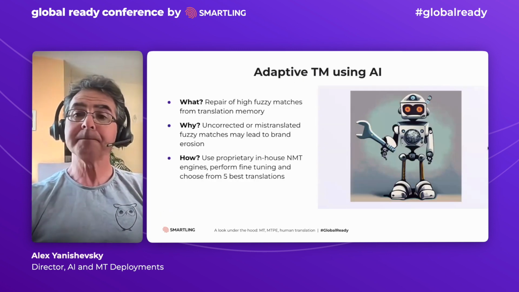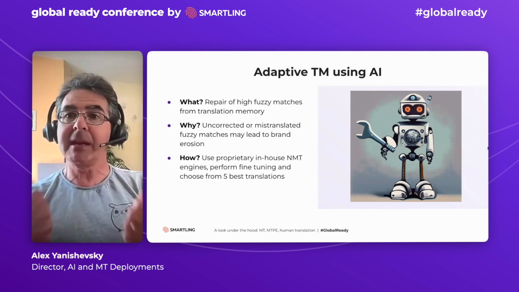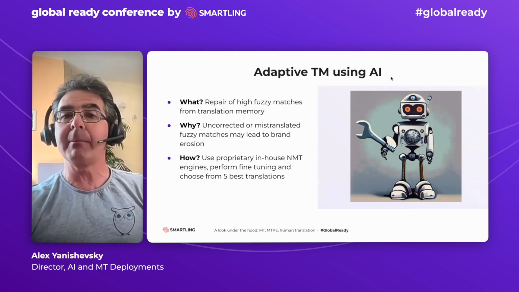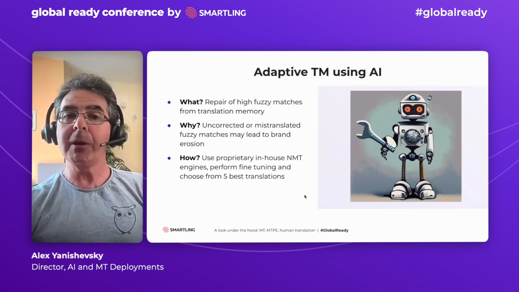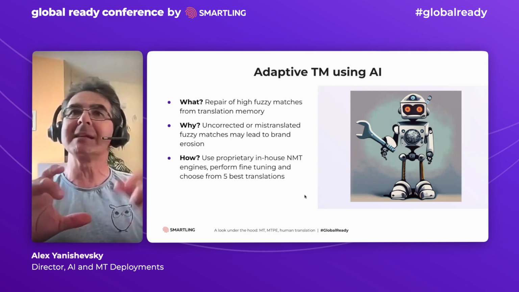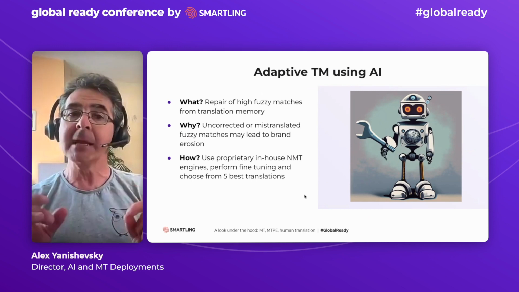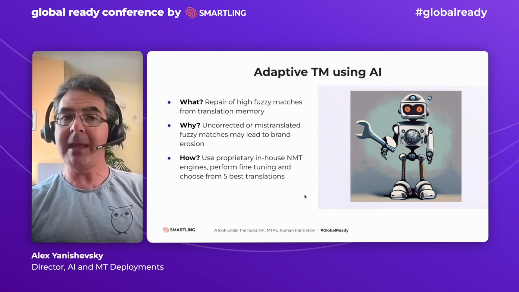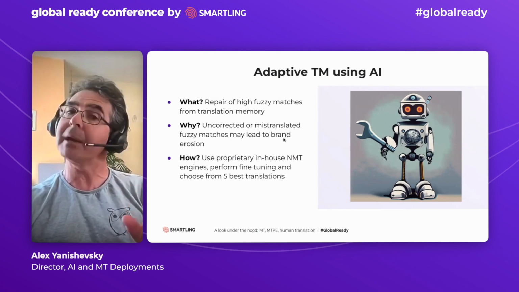So I wanted to talk about some state-of-the-art things that we're working on. One is adaptive translation memory using AI. Here, if you remember, we spoke about things like guilty, not guilty, oil and gas. The problem is if someone doesn't correct it or it remains mistranslated, this may lead to brand erosion.